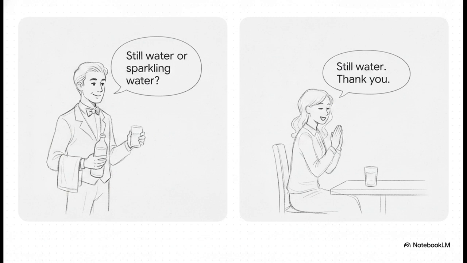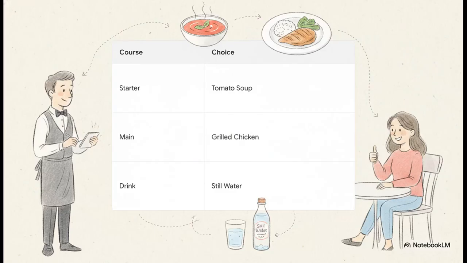Notice how the customer just keeps it simple, directly answers the question, and tags on a very polite thank you. Now, what's really interesting here is how a good waiter will completely recap the order to ensure it's perfectly correct before they ever walk away to the kitchen. They confirm the starter is tomato soup, the main dish is grilled chicken with rice, and the drink is still water.